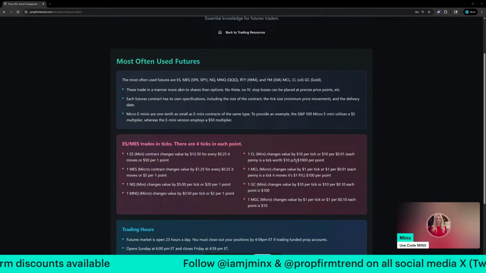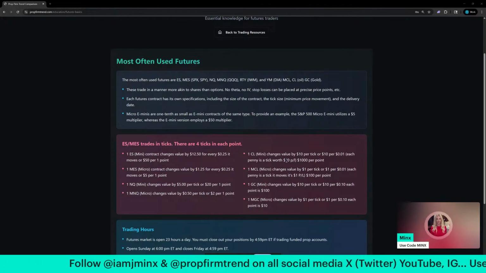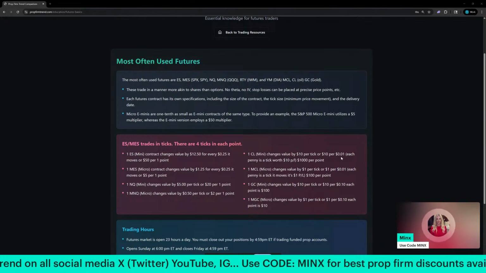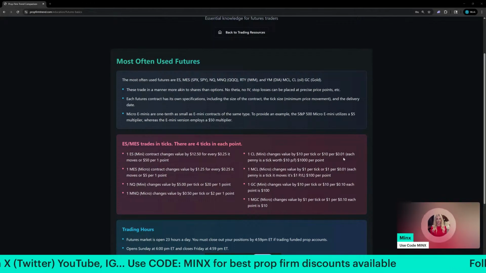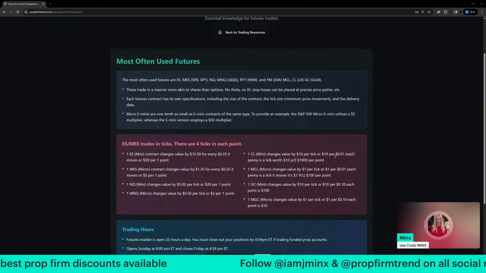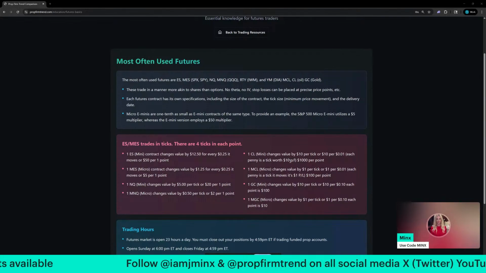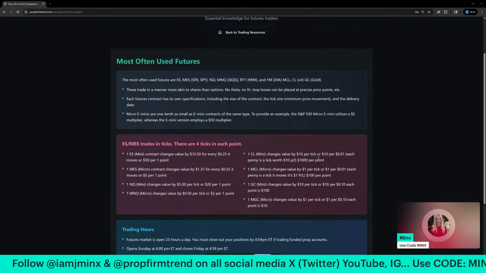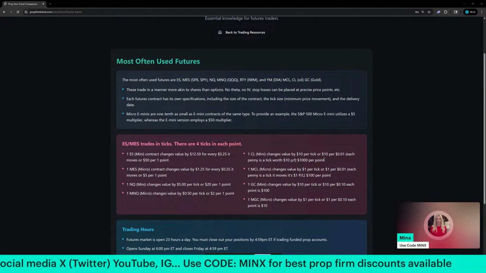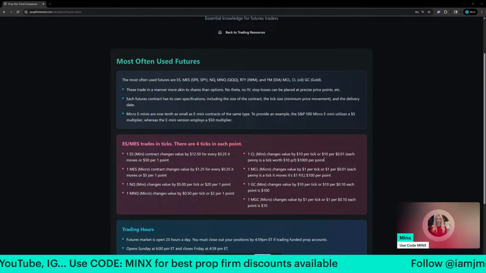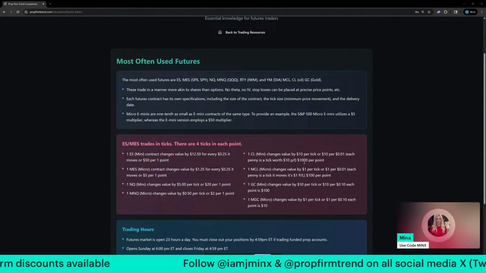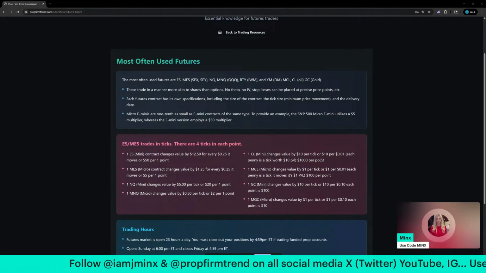Now, if we look at oil or CL, it changes value by $10 per tick, or $10 per 0.01. So each penny, or each cent, is a tick worth $10. So a 1 point or $1 move is $1,000 in trading that. So let's say we're trading oil at $60 and it goes from $60 to $61. That $1 move is actually $1,000 for that one contract.